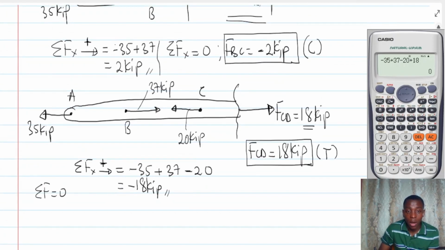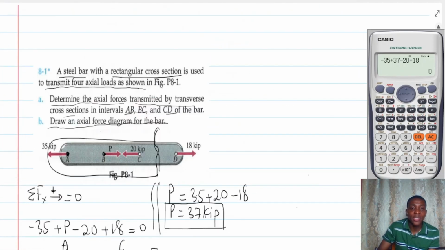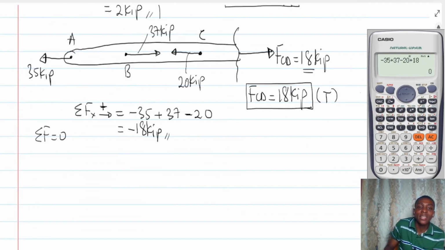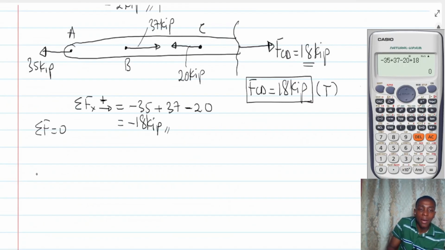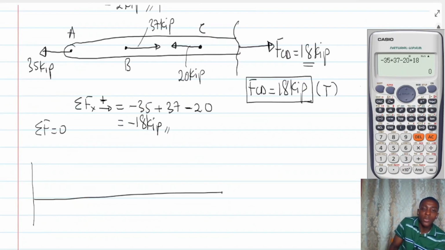Okay, we are done with the first part. The second part, he said we should draw an axial force diagram for the bar. So an axial force diagram is nothing but a diagram which illustrates the portion which is in compression and which is in tension. So this is how we are going to do the diagram at the various points.